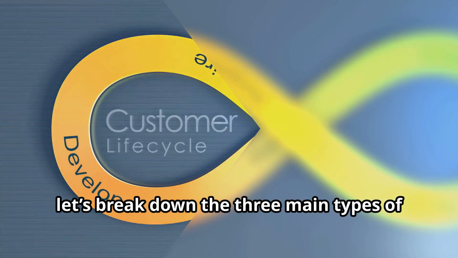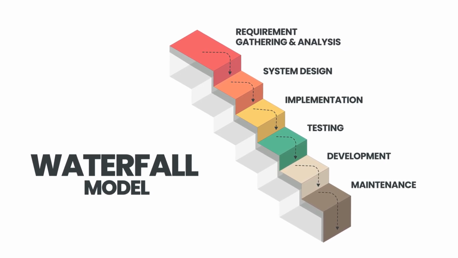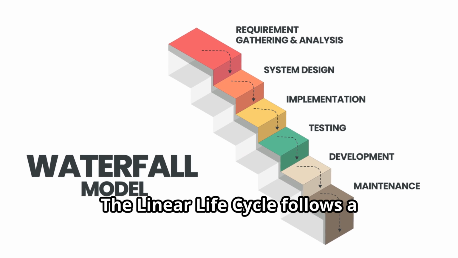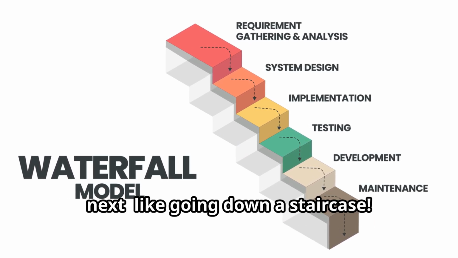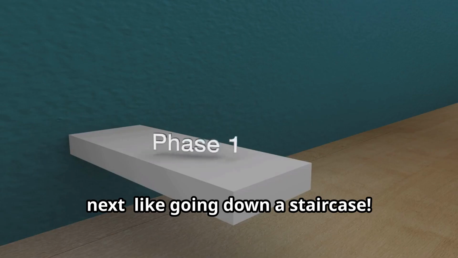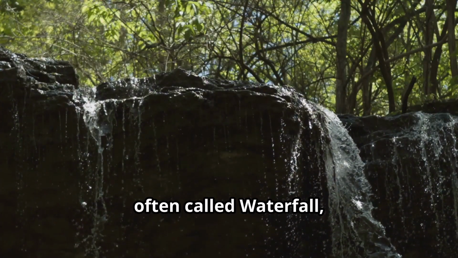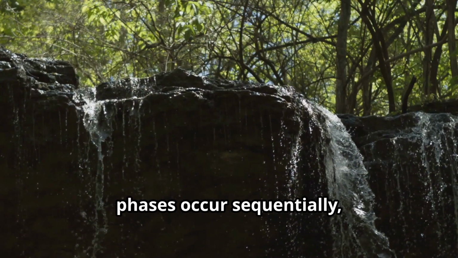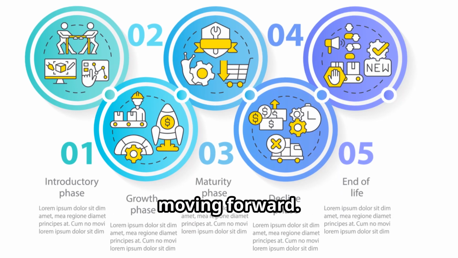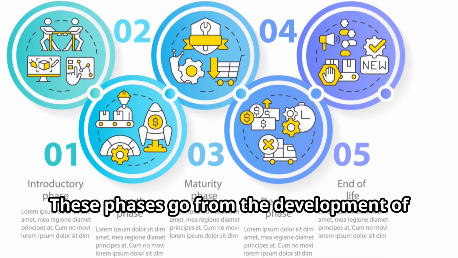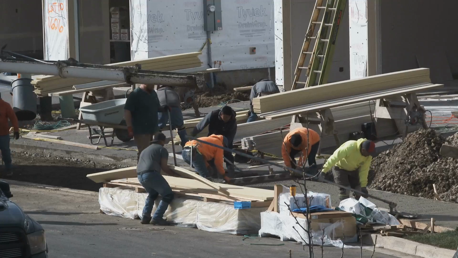Now let's break down the three main types of life cycles. The linear life cycle follows a step-by-step approach where each phase must be completed before moving to the next, like going down a staircase. A linear life cycle, often called waterfall, is a structured approach where project phases occur sequentially, with distinct approvals required before moving forward. These phases go from the development of the initial idea to the deployment of an ultimate outcome.